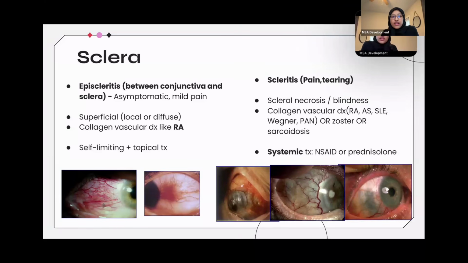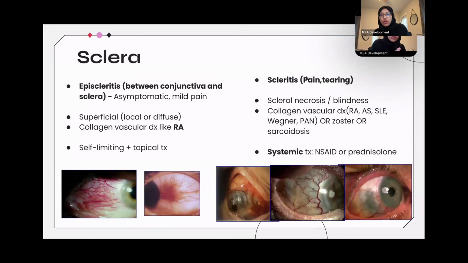You will see there are a few vessels on the sclera in episcleritis. It's very superficial. It's self-limiting. You can treat with topical treatment like lubricants. It is sometimes associated with a systemic disease like rheumatoid arthritis, and that's why it can cause inflammation of the sclera. That is an important association to know.